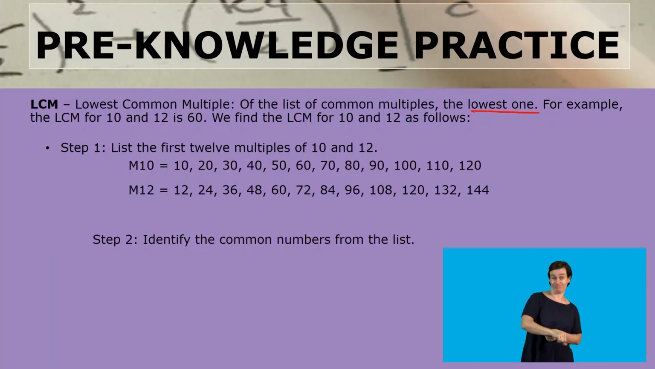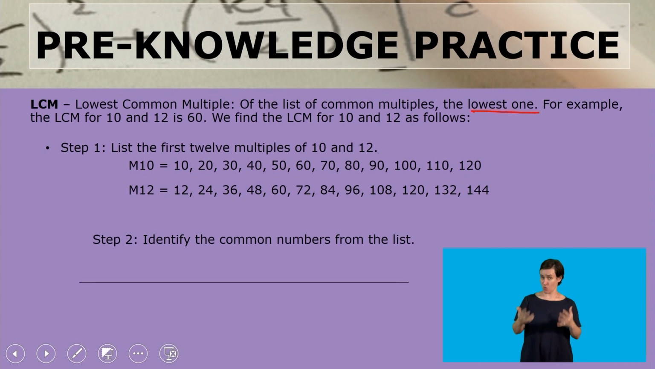And then we have the multiples of 12, which are 12, 24, 36, 48, 60, 72, 84, 96, 108, 120, 132, and 144. So now, what are we going to do? We are going to identify the common numbers from these two lists. So let's look through the lists. Which ones are common? I'm pretty sure by now you've identified them. So we have 60 and we have 60. Both the multiples of 10 and 12, they have 60.